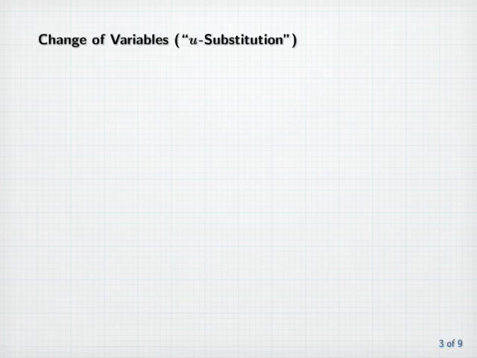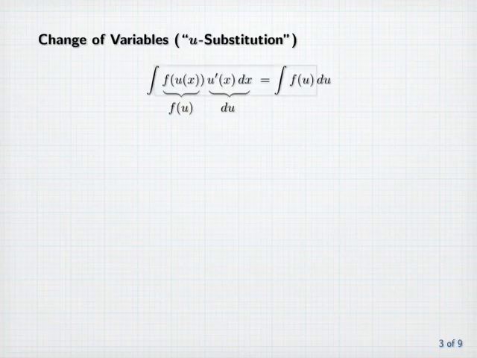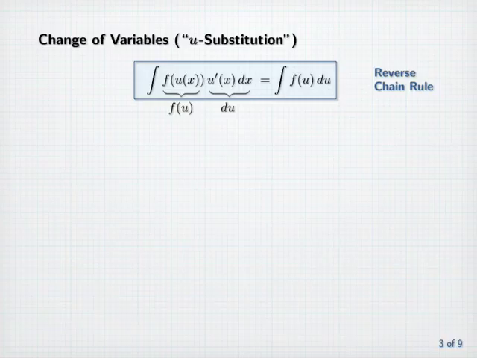Change of variables, or the u substitution. The simplest change of variables involves integrands of the form f of u of x times u prime of x. Here we can consider u prime of x times dx to be the differential of the variable u, and then the other factor we simply think of as f of u. So the integral is transformed into simply the integral of f of u du. This formula is sometimes called the reverse chain rule.